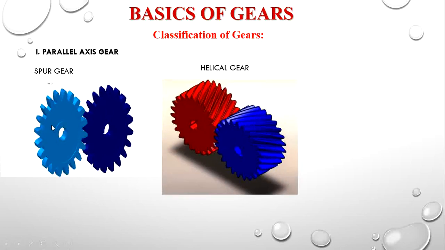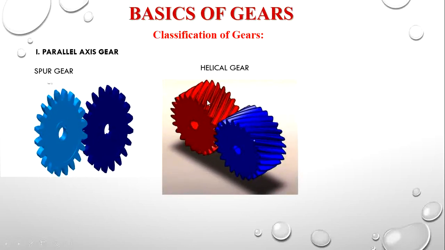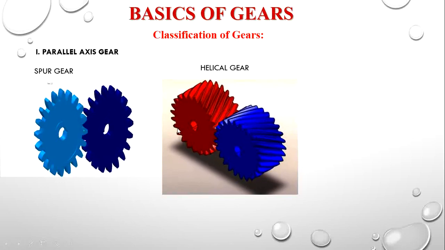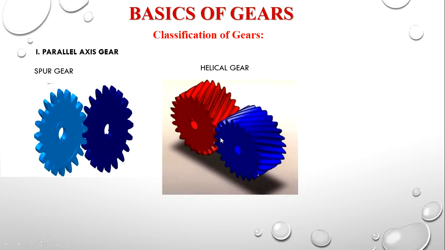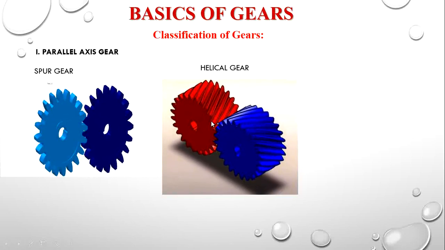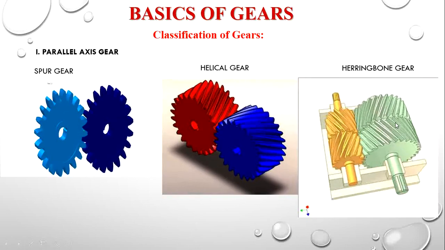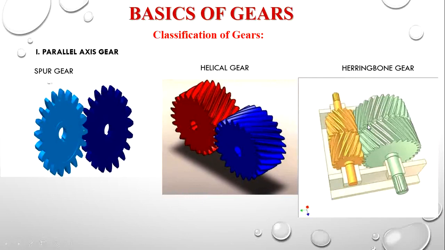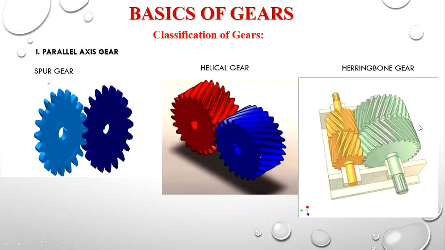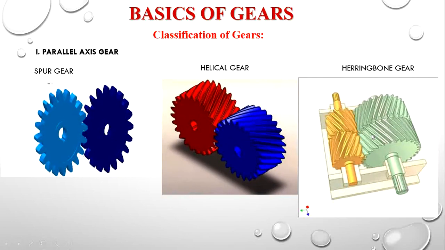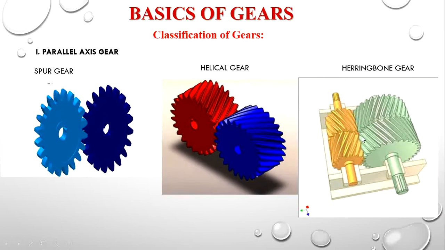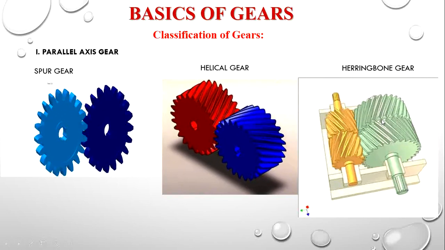And the helical gear. Whenever the tooth is inclined with the axis, that is called a helical gear, but the axes remain parallel. This axis and this axis remain parallel. So this is a helical gear. And the next one is the herringbone gear. This is the same as a helical gear, but one half is along LH and the other along RH. If you cut the same gear into a left hand side and a right hand side helix, then it is called a herringbone gear.